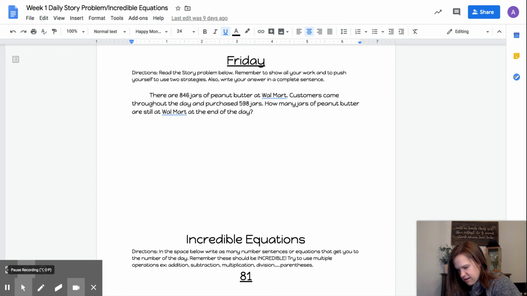At the end of the day, there are 248 jars of peanut butter. I'm going to just put PB for peanut butter because I ran out of room.